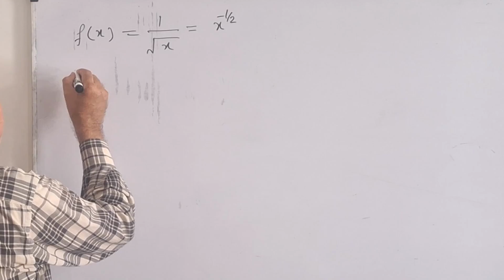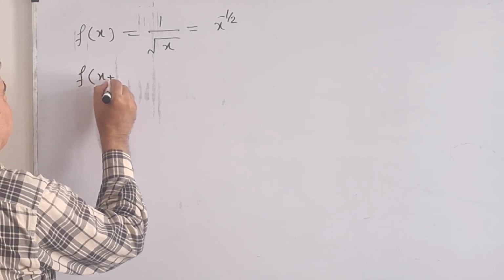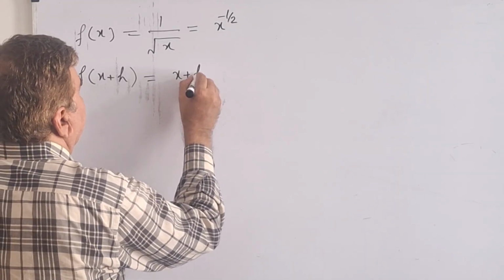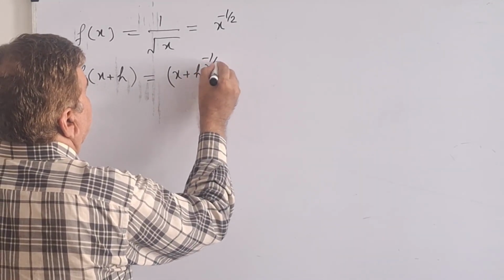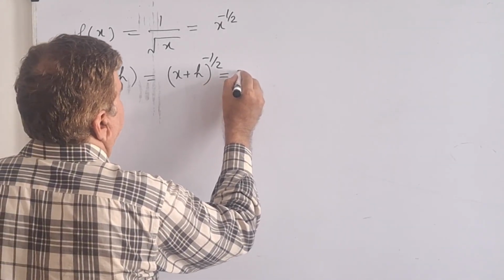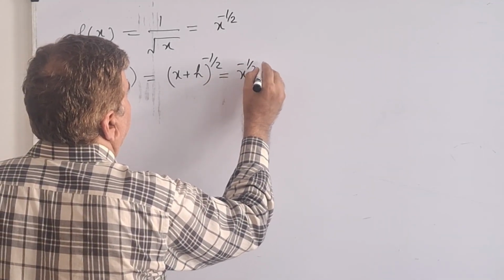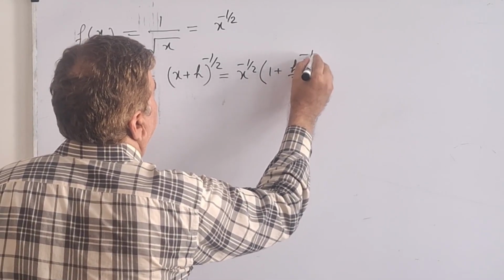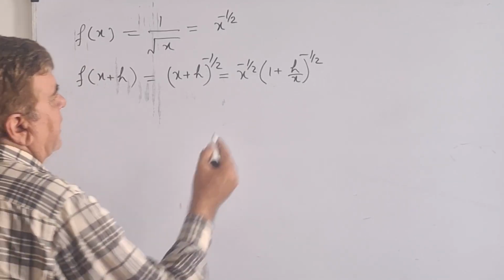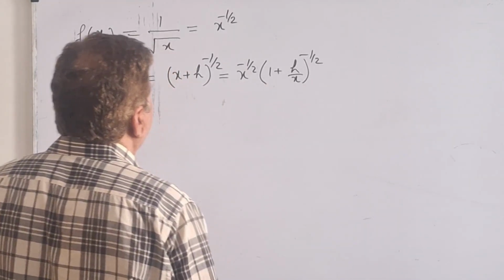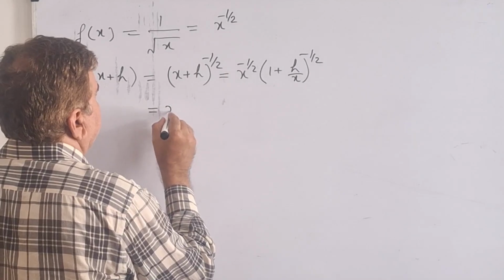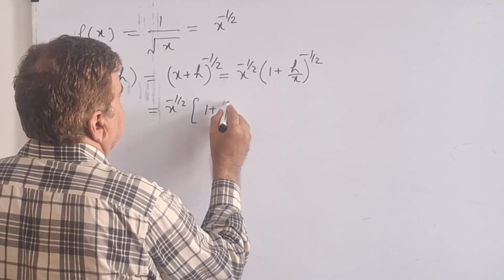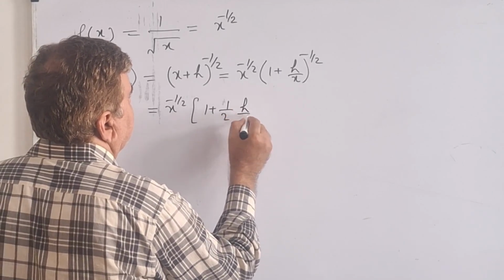That is important. Now I want to construct f of x plus h, and that would become (x plus h) to the power minus half, which I can also write as x to the power minus half into (1 plus h divided by x) to the power minus half. And now I can use binomial expansion on this part and can write this as x to the power minus half into 1 plus half h over x.